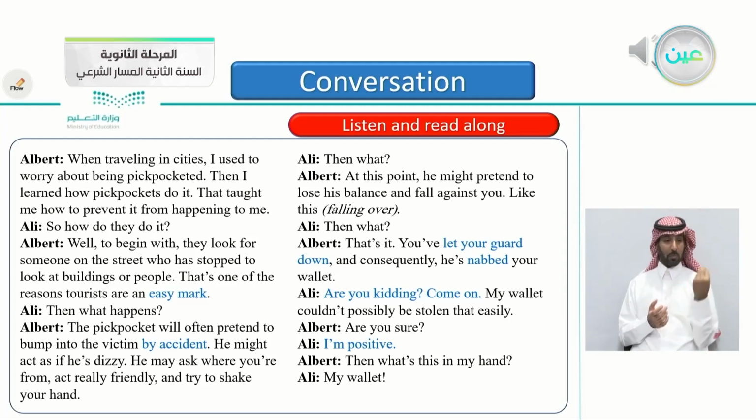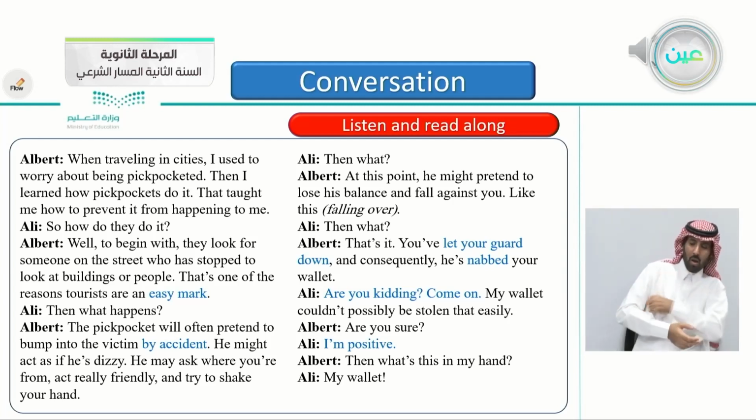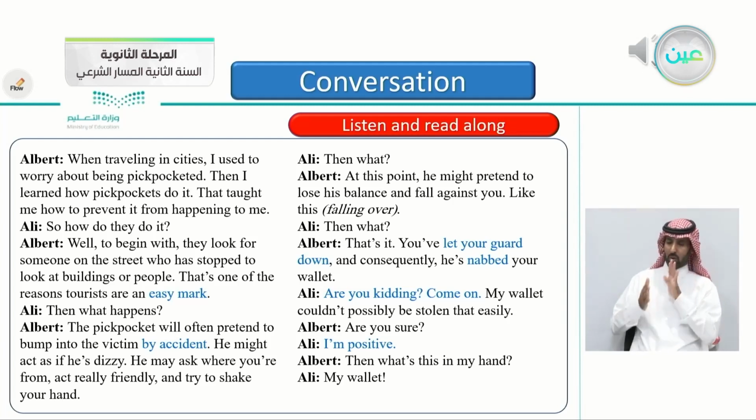Crime doesn't pay. When traveling in cities, I used to worry about being pickpocketed. Then I learned how pickpockets do it. That taught me how to prevent it from happening to me. So how do they do it? Well, to begin with, they look for someone on the street who has stopped to look at buildings or people. That's one of the reasons tourists are an easy mark. Then what happens? The pickpocket will often pretend to bump into the victim by accident. He might act as if he's dizzy. He may ask you where you're from, act really friendly, and try to shake your hand. Then what? At this point, he might pretend to lose his balance and fall against you. Like this. Then what? That's it. You've let your guard down, and consequently, he's nabbed your wallet.